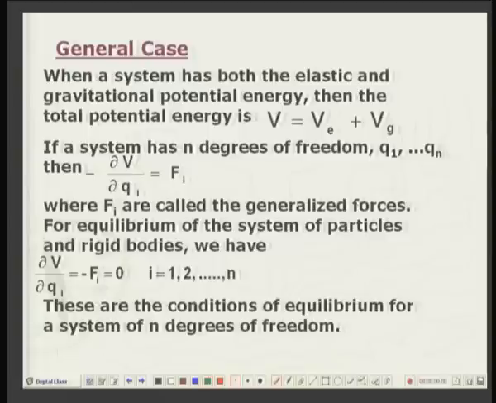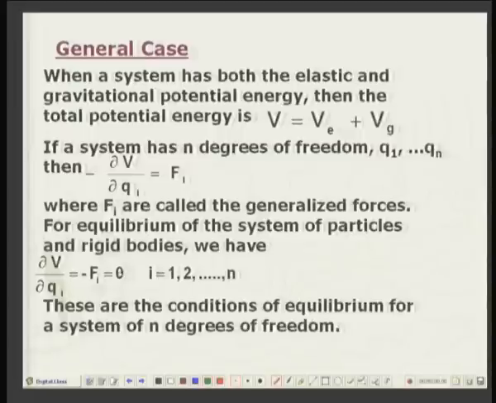And for equilibrium, let's say a given particle is subjected to several potential energies. If we want to examine the equilibrium of the particle, then each and every generalized force should be equal to 0. It means dV by dqi, that is the derivative with respect to the ith generalized coordinate, is equal to 0. This is the statement of equilibrium of a system. Okay?